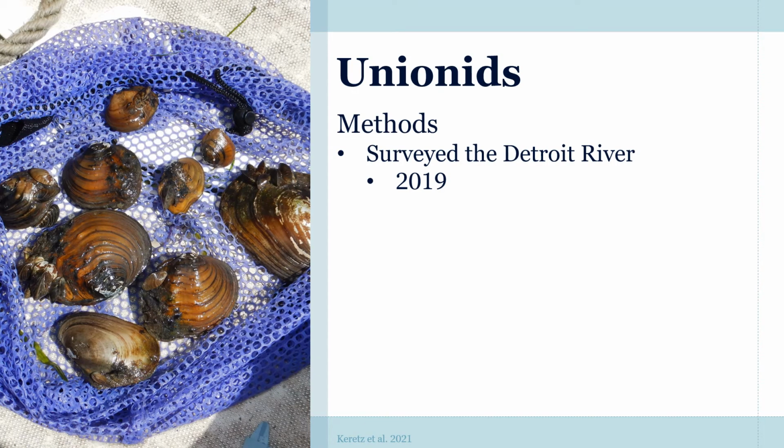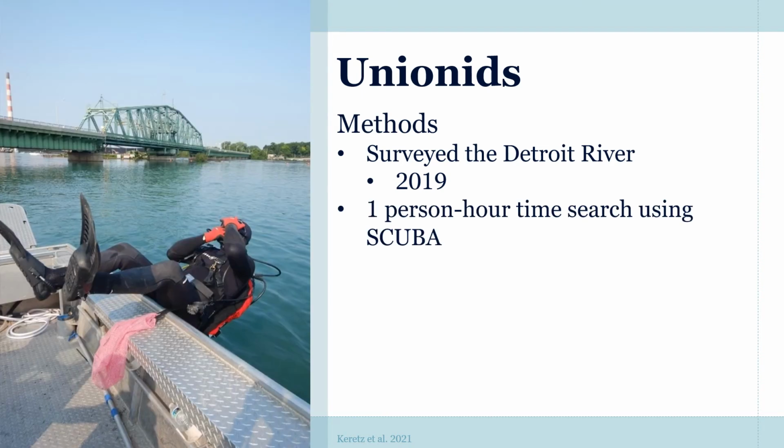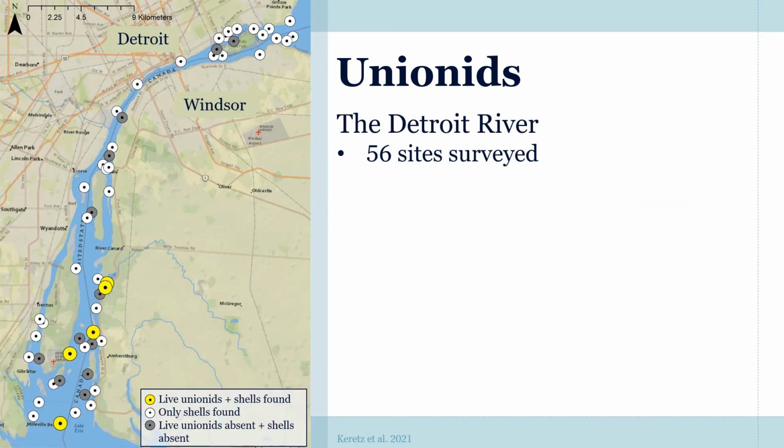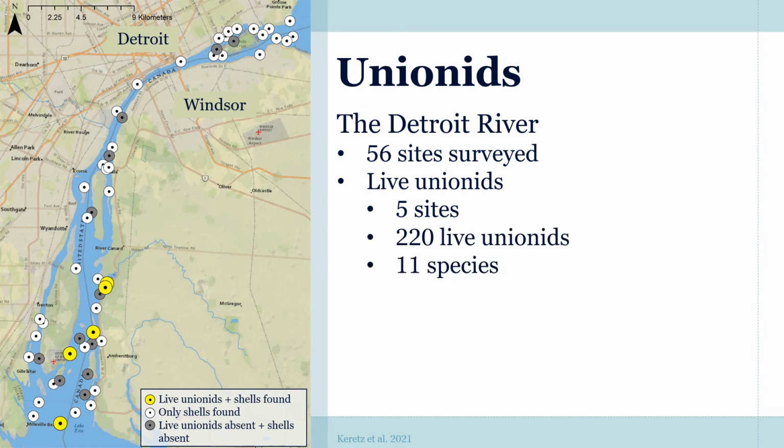To collect our unionid data, we surveyed the Detroit River again in summer of 2019. Sampling for unionids was done by a 1 person-hour time search using scuba, and any live unionids found by divers were brought to the surface, identified to species, and quantified. We surveyed 56 sites throughout the Detroit River, and we found live unionids at 5 of those sites, represented on this map by the yellow circles. Among these 5 sites, we found a total of 220 live unionids, representing 11 species.